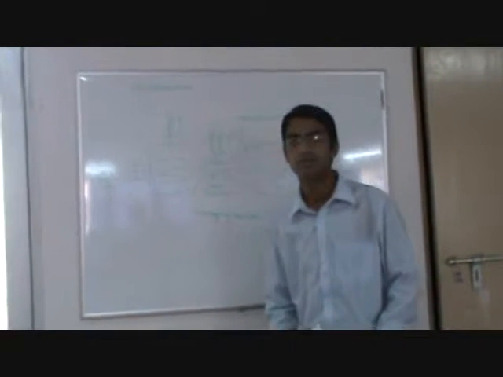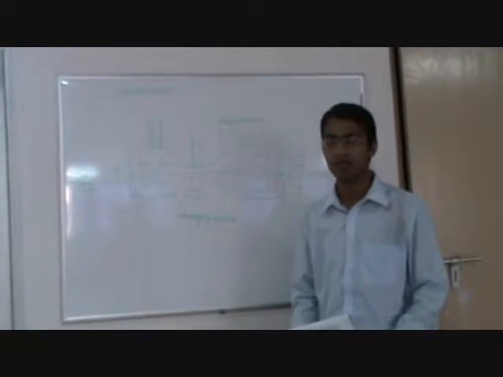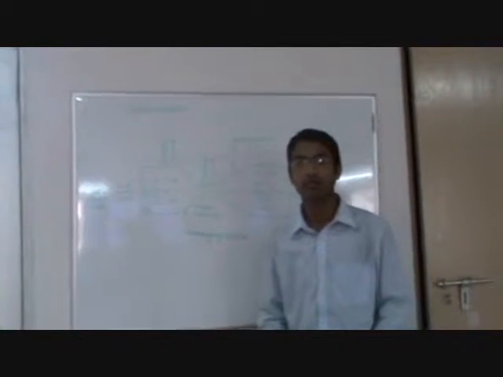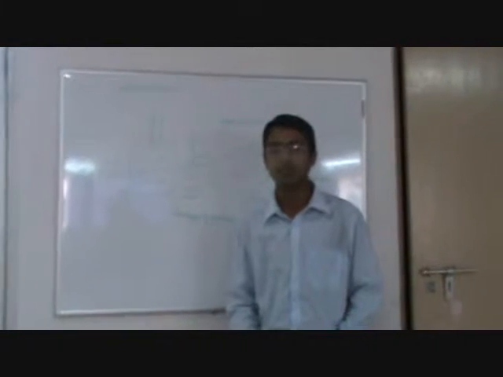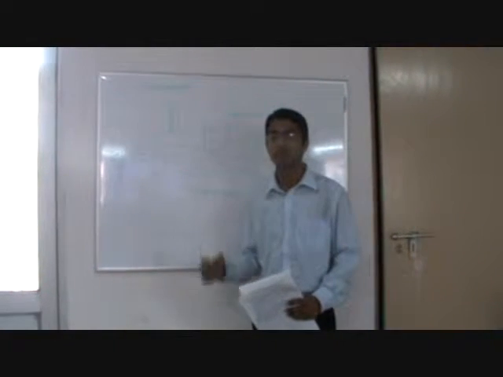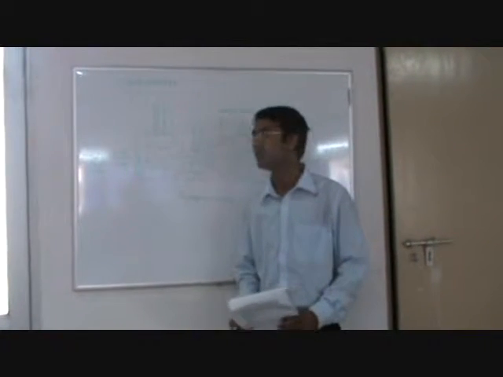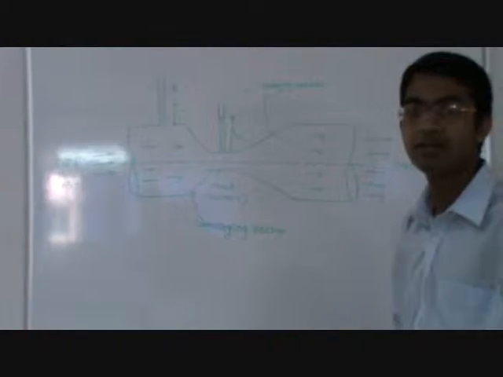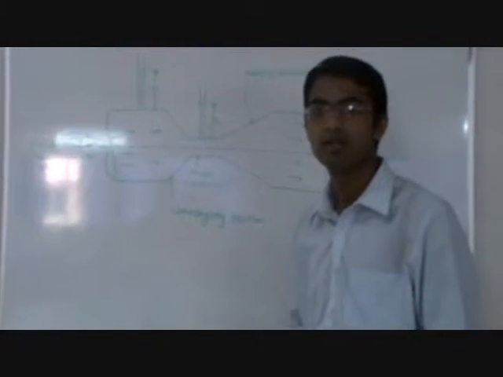So today we are going to see the experiment on venturimeter. As you know, venturimeter is the device used to measure the discharge through a pipe. So we are going to see the basic geometry of venturimeter, as the venturimeter is a very important application of Bernoulli's equation.